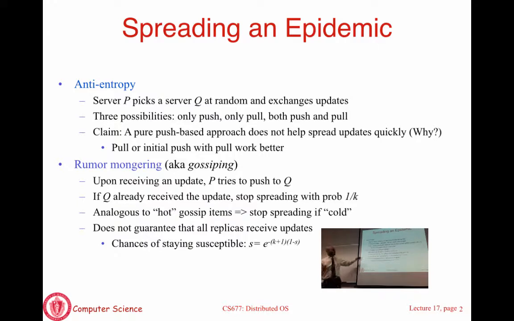Okay, so this is essentially how you spread rumors or you spread gossip, which is initially you're going to try hard to push. But once you now start seeing that when you contact a server at random, it's already seen that update, you're going to toss a coin. With probability 1 over K, you're going to say, I'm going to stop. And this K can be chosen any way you want. That's your back off probability. That's the probability with which you stop.